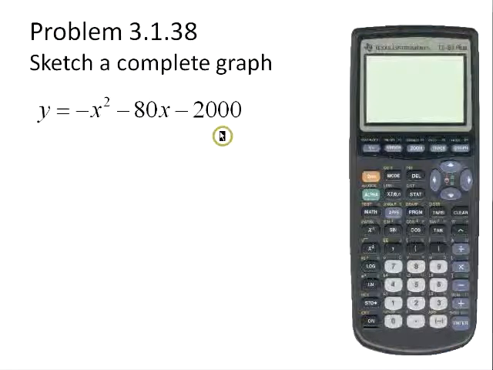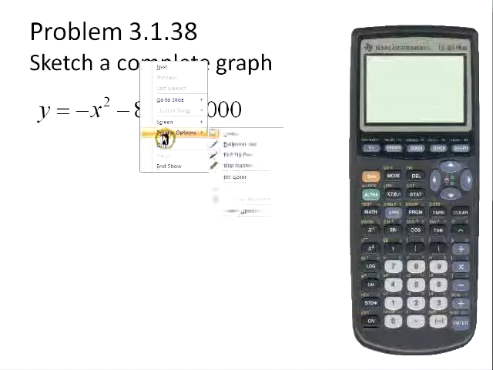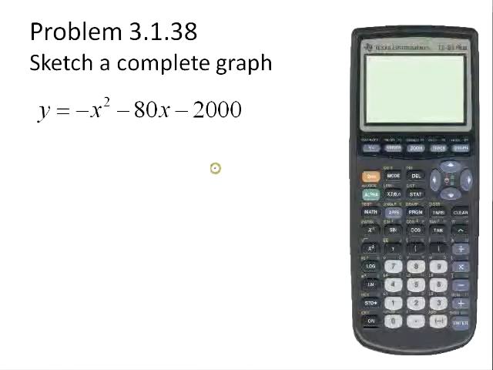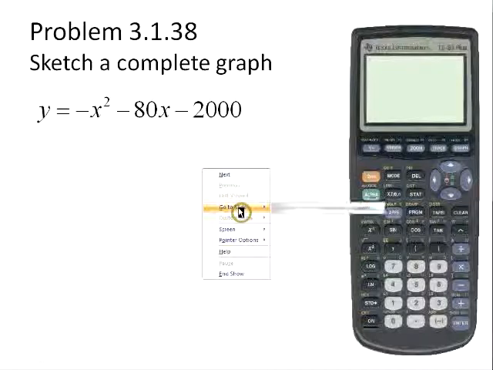We are going to be looking at Chapter 3, Section 1, Problem number 38. In this particular problem, we are asked to sketch a complete graph of the function y equals negative x squared minus 80x minus 2,000.